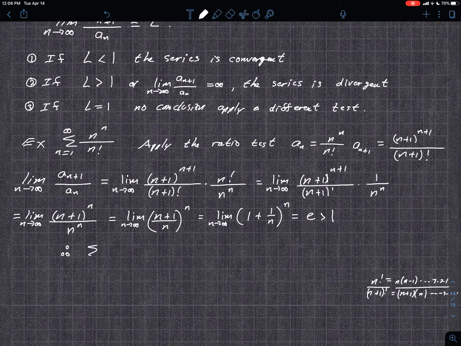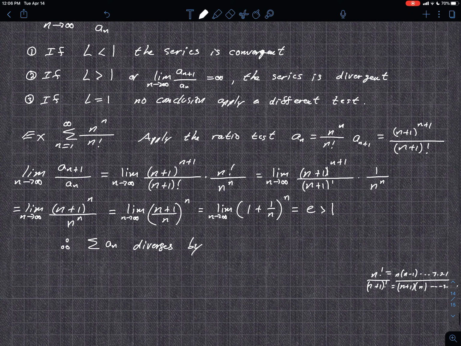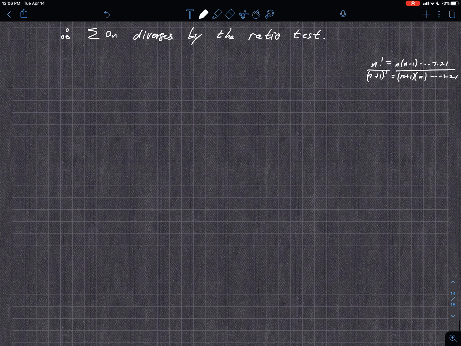Therefore, what do you say? Therefore, the series a sub n diverges. By what test? By the ratio test.